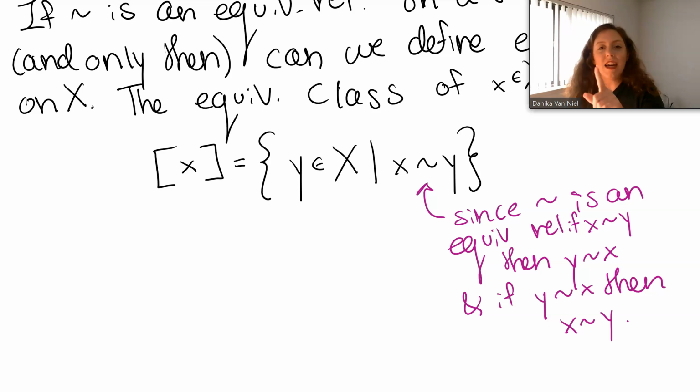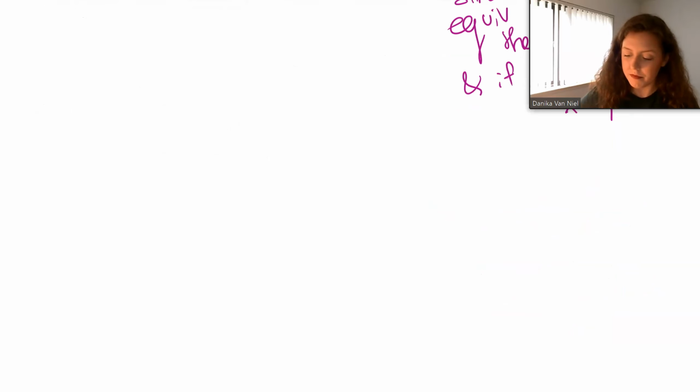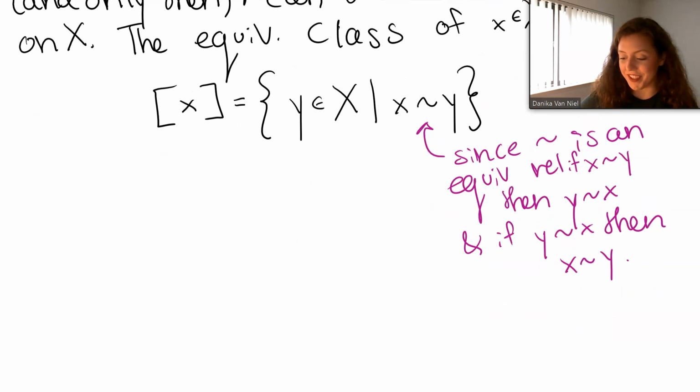If X does not twiddle Y, then it cannot be true that Y twiddles X, because if Y twiddles X, then X twiddles Y. So all we need to know is, do they or do they not twiddle each other? It's one or the other. I hope that made some sense. But this goes to show you how powerful equivalence relations are.